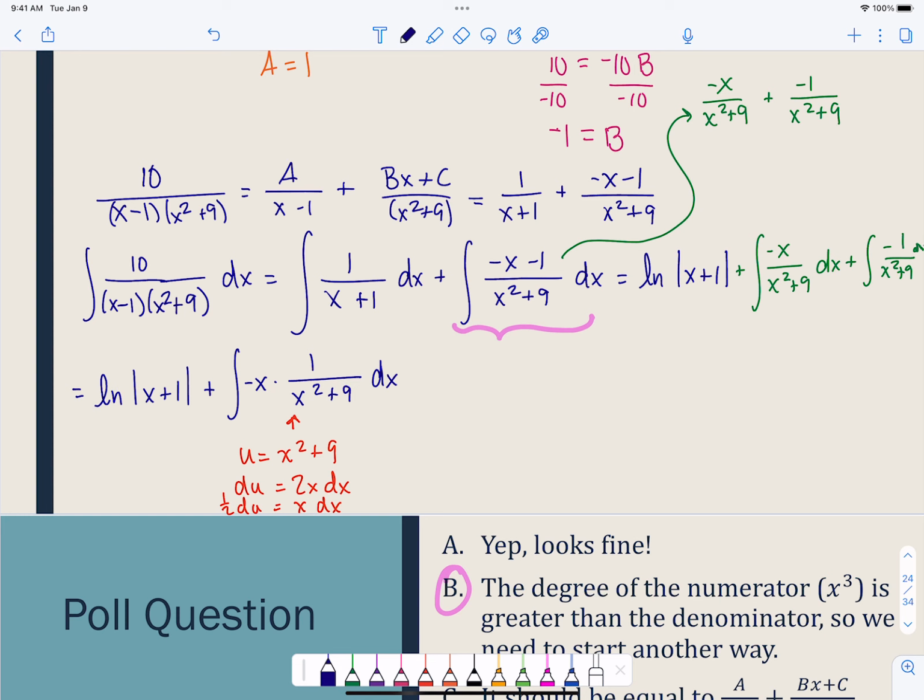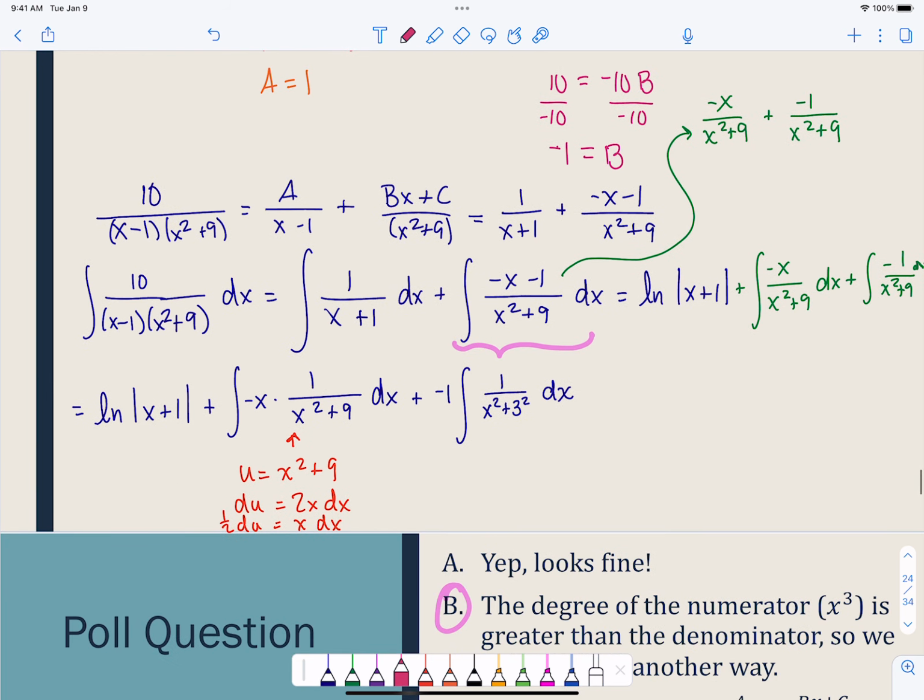And then our next integral, I'm going to take that negative 1 out and just have 1 over x squared plus 9. And I'm going to write my 9 as 3 squared, because what we can use with that one is 1 over x squared plus a squared. And we have a formula for that. That formula is that the integral of 1 over x squared plus a squared is going to be 1 over a inverse tangent of x over a. So that is what we're going to use.